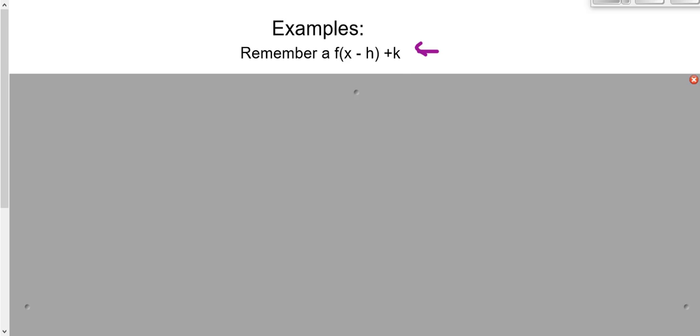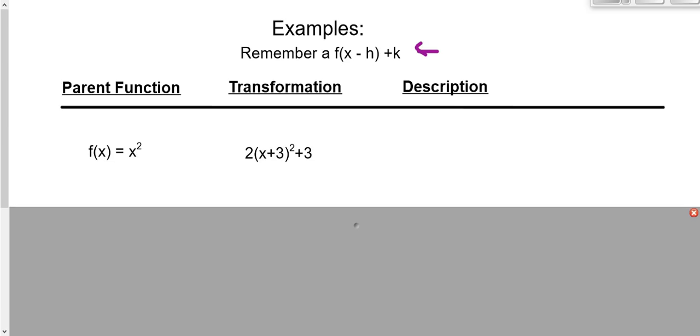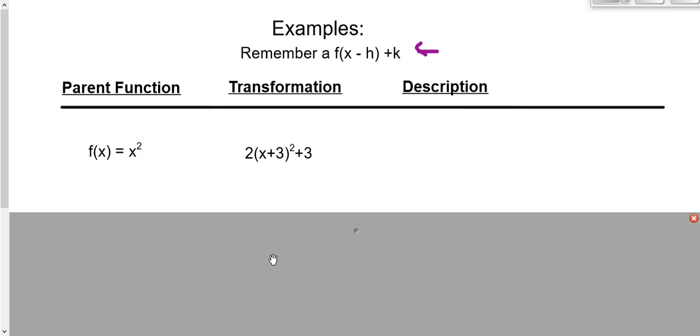So let's take a look at an example. Here's our first example. I would like you to draw this chart. So we have a list of parent functions.